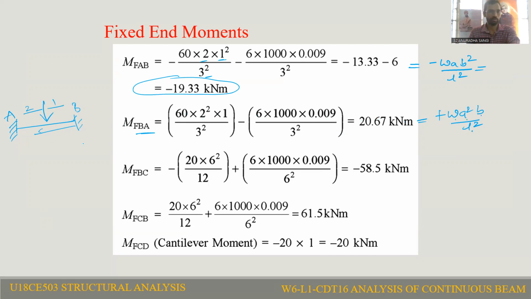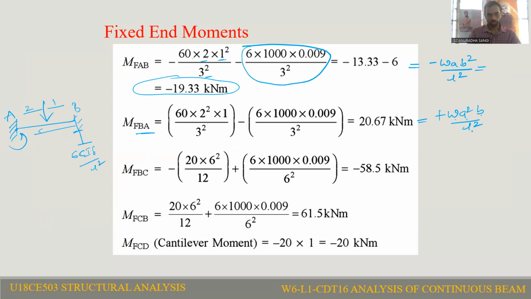But the given problem also mentions that support B settled by delta. Because of the settlement of support, there will be some fixed moment we are going to develop. So how to calculate the fixed moment? 6 EI delta by L square. With respect to the left side support, the right side support settled by delta, so the moment will be anticlockwise. The moments developed at A and B are both anticlockwise. So here you need to substitute 6 EI delta by L square.